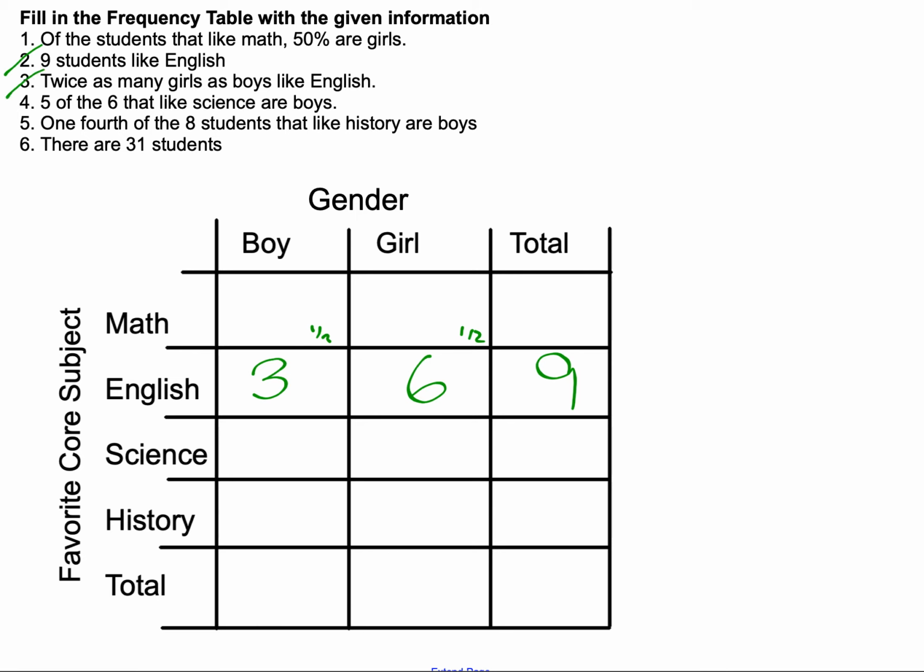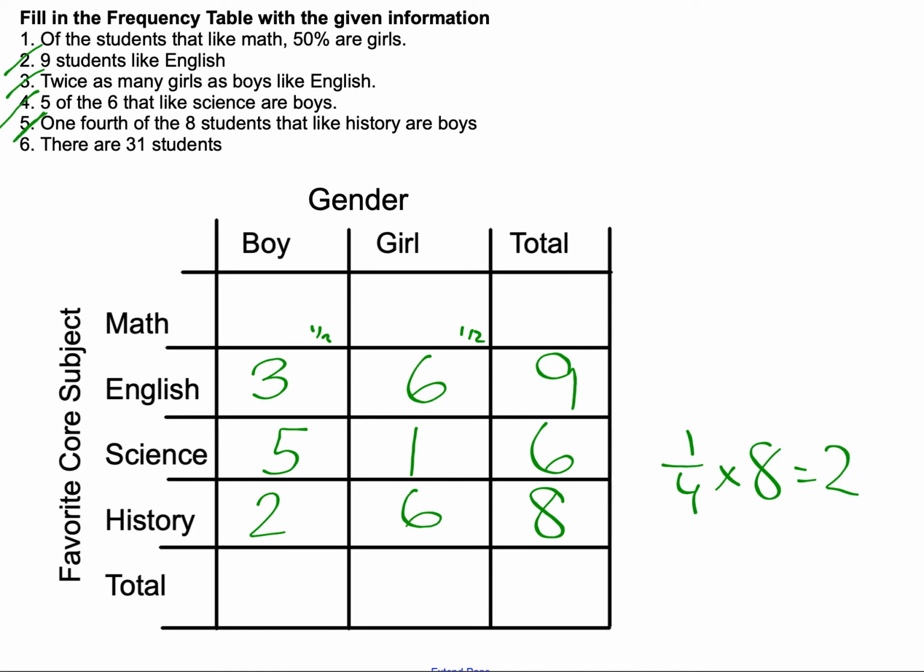5 of the 6 that like science are boys. Okay, we've got 6 that like science, of which 5 are boys. I guess the other one would be a girl. 1/4 of the 8 students that like history are boys. Okay, there's history, 8 total students. And 1/4 times 8 is 2. That would leave 6 girls liking history.